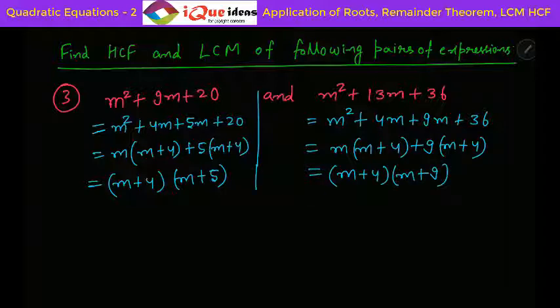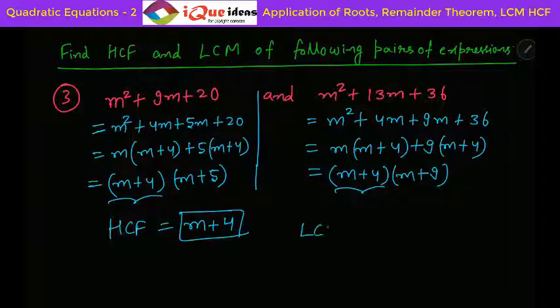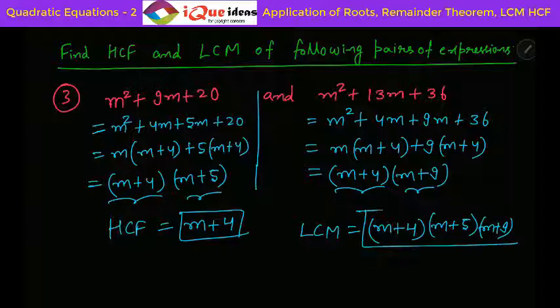Alright. So HCF of these two expressions, the thing that is common, so m plus 4 is common. So HCF is m plus 4, and LCM is very clearly whatever is common should come once. So (m plus 4) into (m plus 5) from here and (m plus 9) from here. So it is (m plus 4)(m plus 5)(m plus 9). So LCM is this whole thing. Alright. So I think this is a good sufficient example for calculation of LCM and HCF.